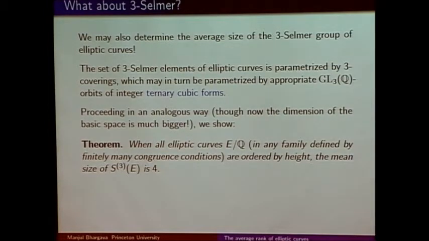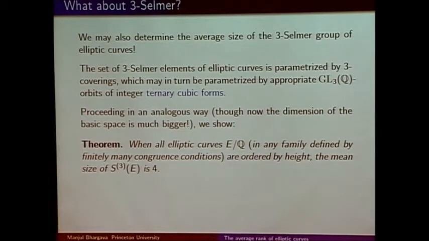So what you find is that when all elliptic curves E over Q in any family defined by finitely many congruence conditions are ordered by height, the mean size of the 3-Selmer group is 4. Okay, so again, 4 never actually occurs as the size of the 3-Selmer group. It's just the average. So it's the average of a bunch of powers of 3, right? Because the 3-Selmer group is a power of 3.